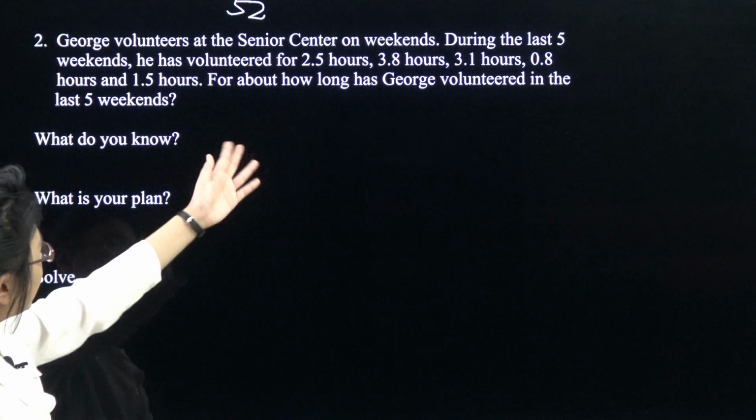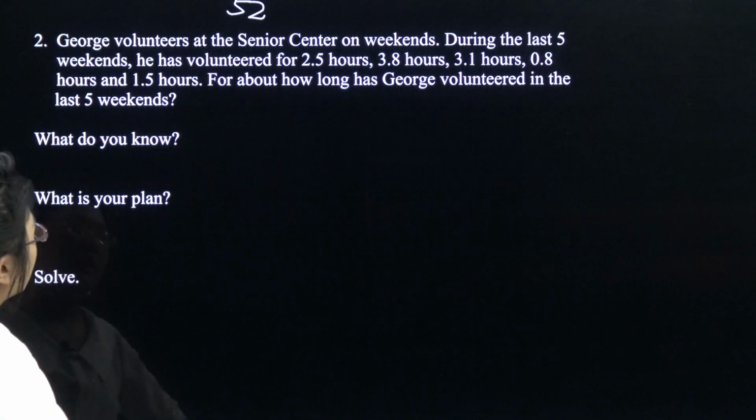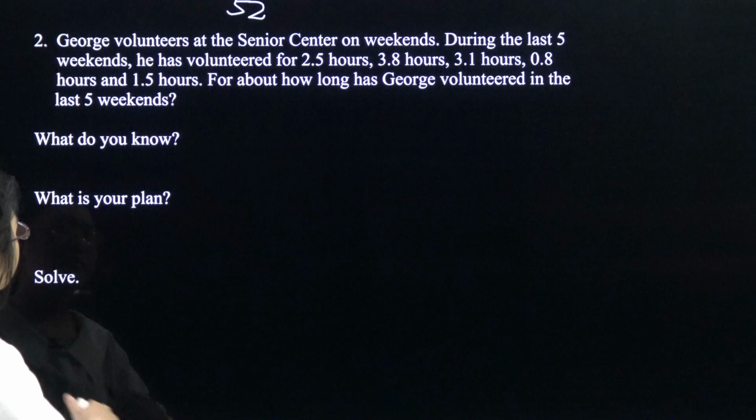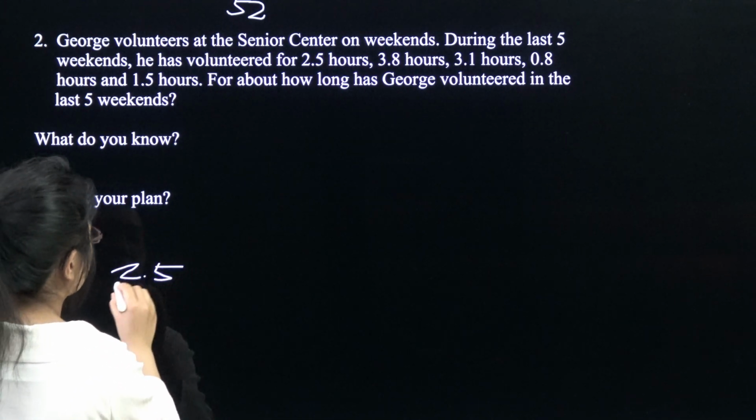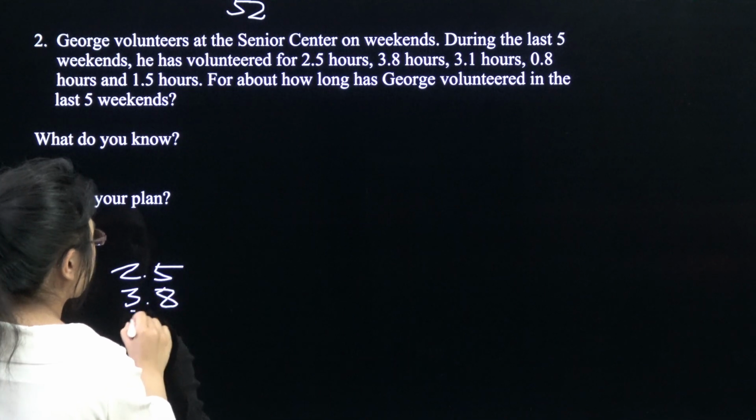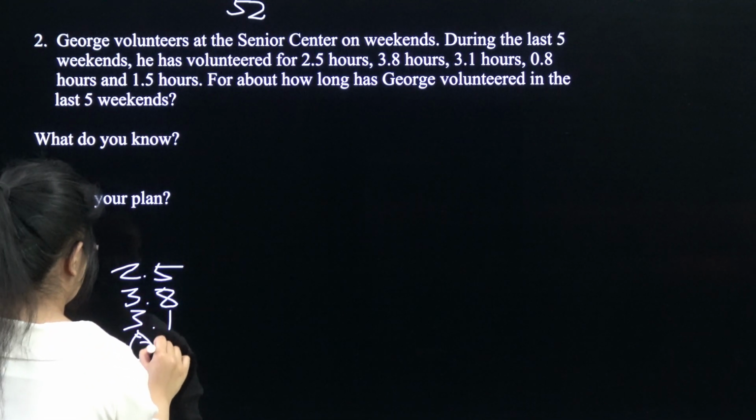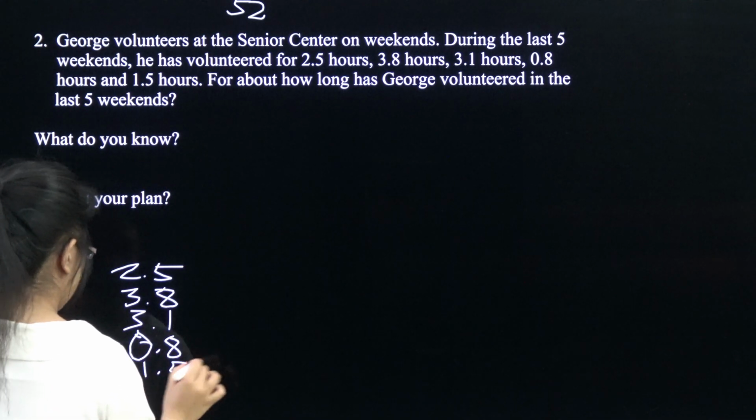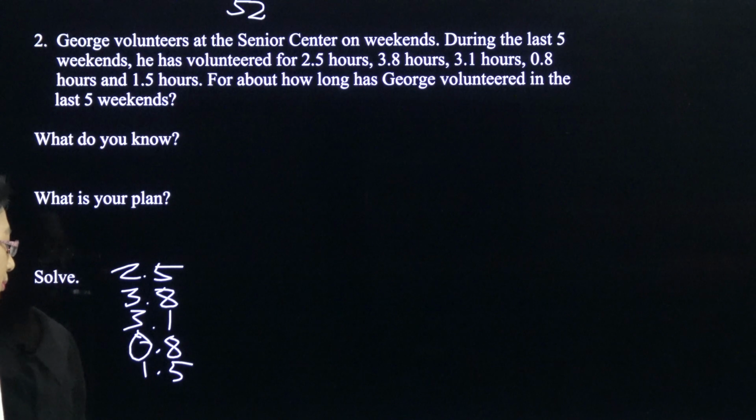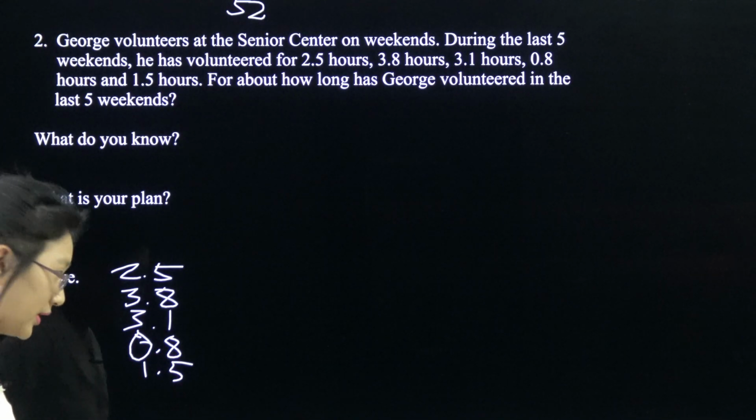And here, we can't really estimate to anything except for the nearest hour. Now let's do that. Now we have 2.5 hours, 3.8 hours, 3.1, 0.8, and 1.5. The thing is, if you have a lot of 0.5s, then you are going to overestimate by a lot.